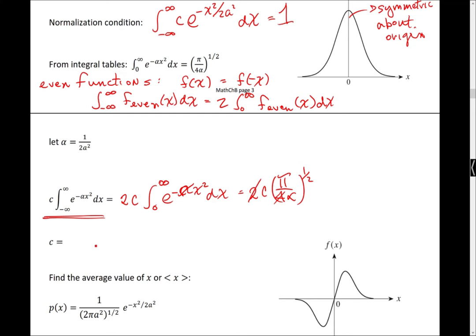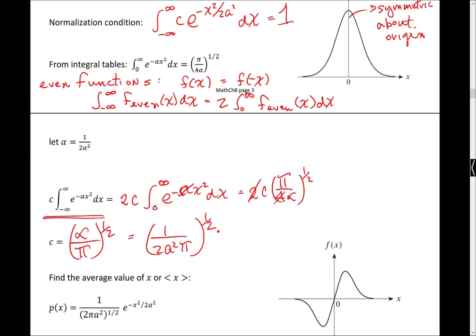And so what I can say then is c is going to be alpha over pi to the 1/2, which is the square root. And at this point, I can substitute back in for alpha. So we've previously said in order for us to apply this integral, alpha has to be 1 over 2a squared. And so that means that our constant of normalization will be 1 over 2a squared pi square root. Okay? All right, so at this point, I have a normalization constant, and now I can determine first moment, second moment, and variance.